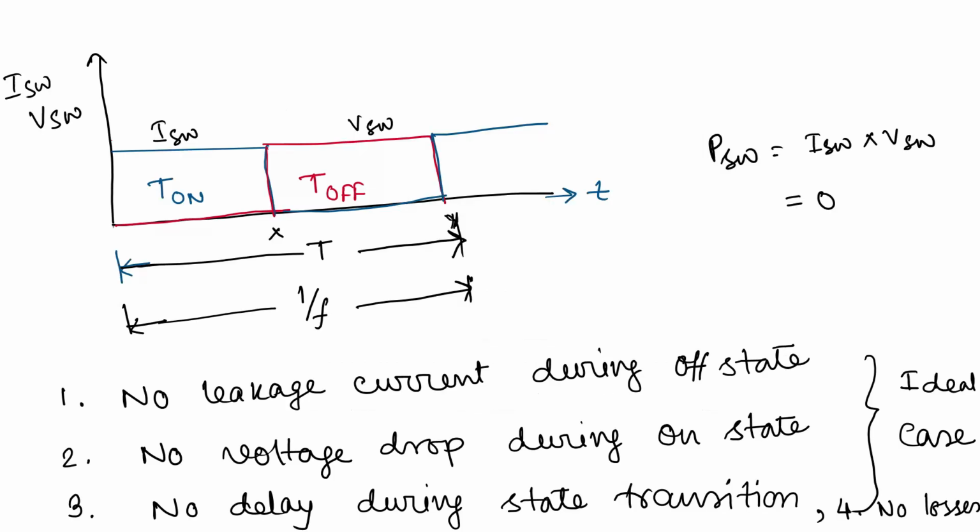Okay, so here one thing is shown: T on and T off, these two are together. The total time is the total time period T, and this T is the inverse of frequency. So what is the switching frequency? You can set it by setting the time period.